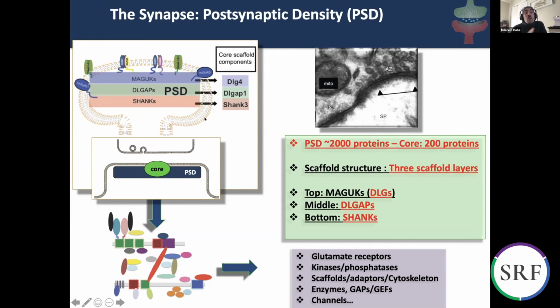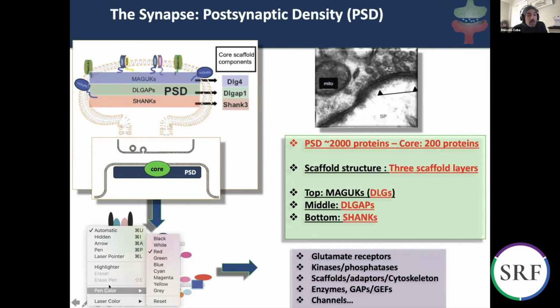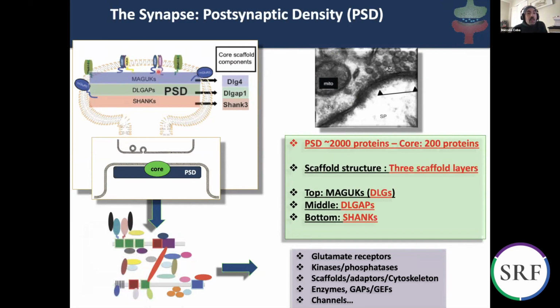So this is a cartoonish kind of thing showing different layers of scaffold molecules. This is the first layer of MAGUK molecules, DLG 1 to 4, and DLGAPs that bind to the MAGUKs, DLGAPs 1 to 4 as well, and the SHANKs at the bottom layer, SHANK 1 to 3. Each one of the MAGUKs interacts with DLGAPs, DLGAPs with MAGUKs and SHANKs, and all of them form a dense core of protein-protein interactions.